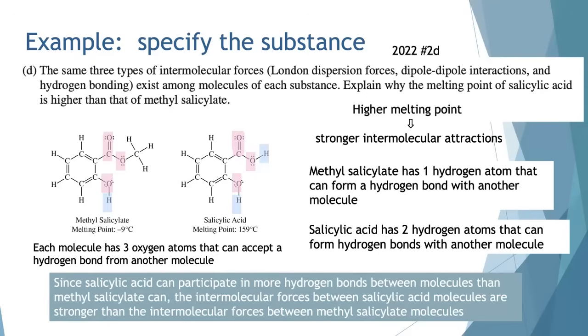So our answer is really what I'm highlighting here in blue. Since salicylic acid can participate in more hydrogen bonding between molecules than methyl salicylate can, the IMFs between salicylic acid molecules are stronger than the IMFs between methyl salicylate molecules. Is it clunky? Yeah. Is it a little repetitive? Yeah. Does it say what I need it to say? Also, yeah.